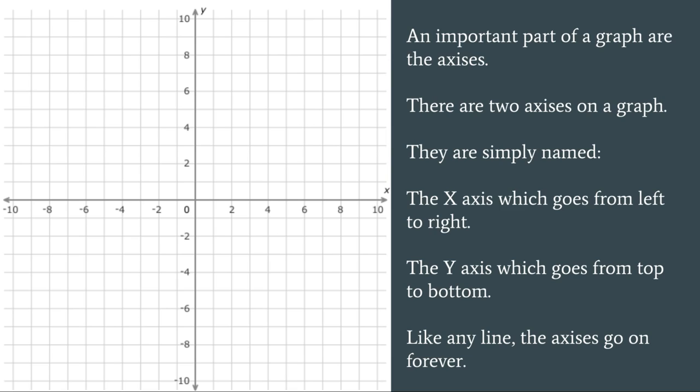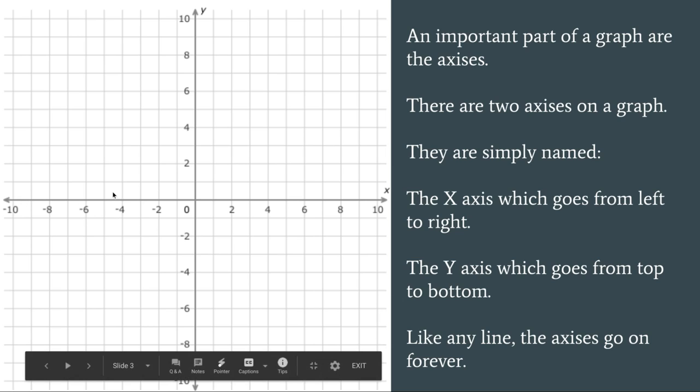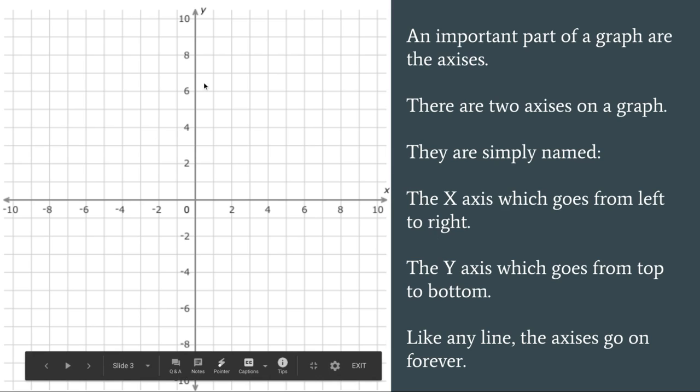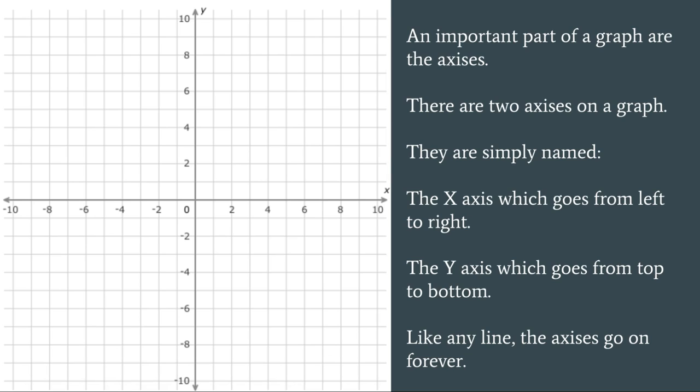An important part of the graph are the axes. There are two axes on the graph. They are simply named. The x-axis, which goes from left to right. This is the x-axis. See the label. And the y-axis, which goes from top to bottom. This axis. See the label. Like any line, the axes go on forever, so they don't stop at 10. They go on forever.